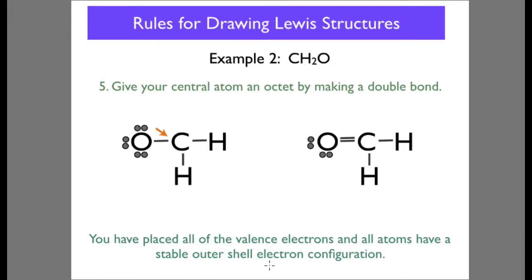So you've placed all of the valence electrons on all atoms. Let me say that again. You have placed all of the valence electrons and all atoms have a stable outer shell electron configuration. Great.